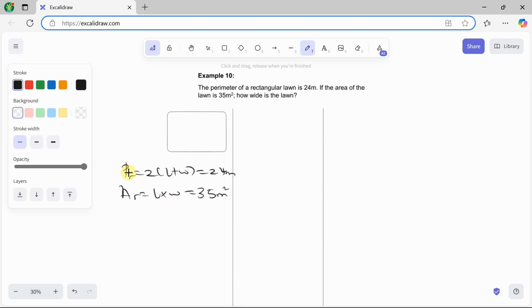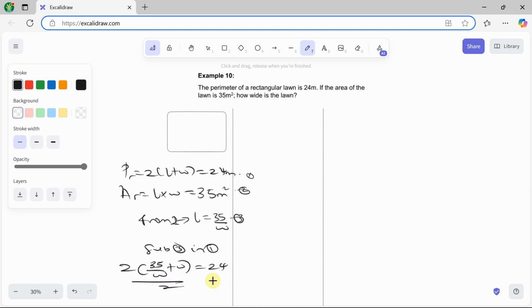Great. From this, I'll say this is my equation 1, my equation 2. From equation 2, I can say L is equal to 35 over W, which will be my equation 3. And I substitute equation 3 into which of the two equations? I actually meant from equation 2, so I'll substitute equation 3 in equation 1, the one I did not pick at the beginning. So that will be 2 open brackets 35 over W plus W is equal to 24.